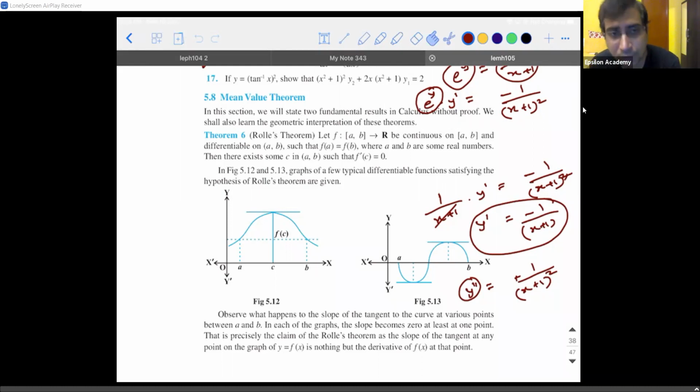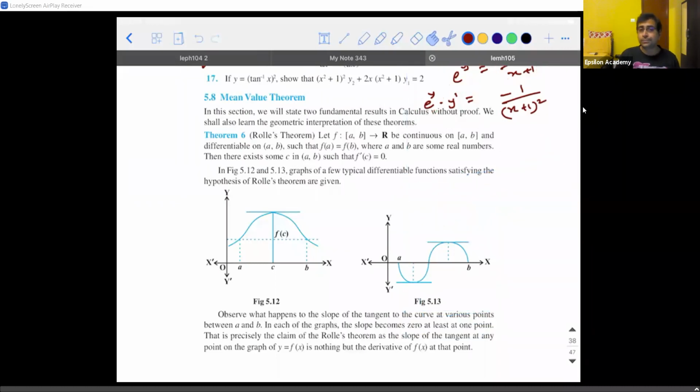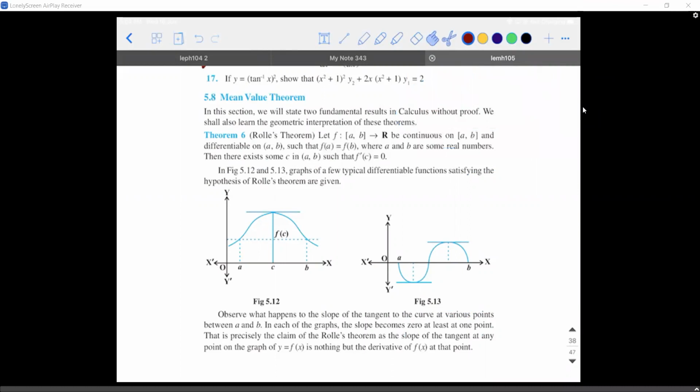So in today's class, we are going to discuss the last topic of this chapter, that is mean value theorem and Rolle's theorem. So it is a very simple thing. Let's see how to solve. Shall I get started? Is there anyone having any other doubt from the previous topics? Shall I proceed? No, sir. Okay.